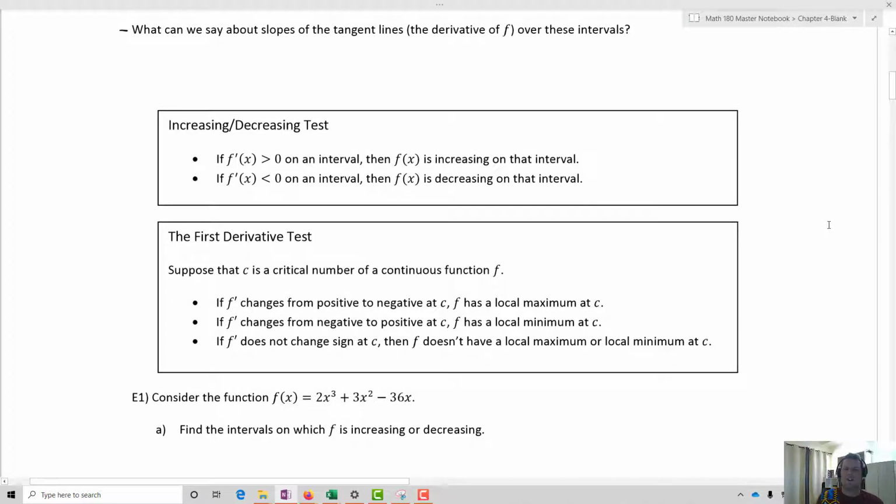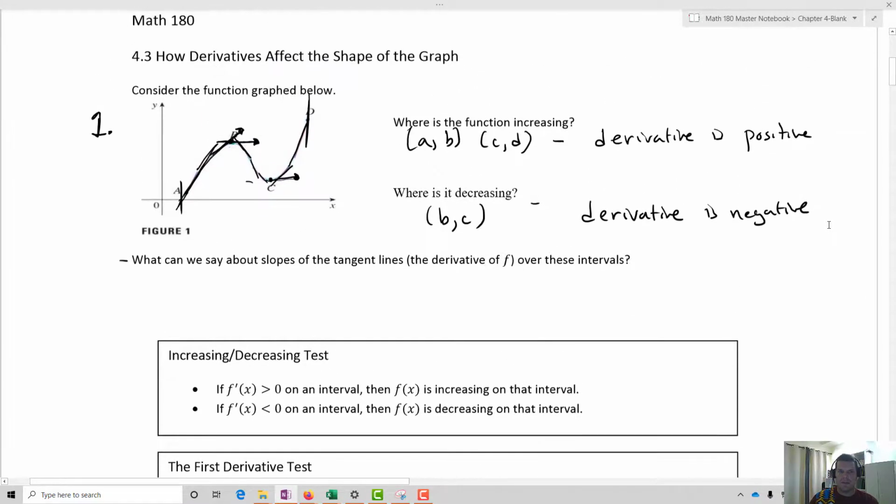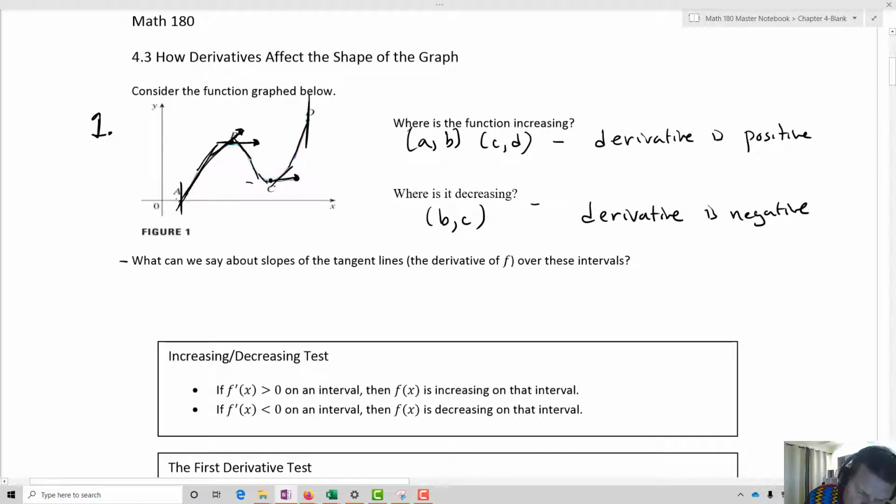Suppose that c is a critical number of a continuous function f. If f prime changes from positive to negative at c, f has a local maximum at c. That's great, because that tells me how to figure out when I have a local maximum: it's when it goes from positive to negative. Let's take a look at this. From A to B it's positive, and then it's negative from B to C, so we have a max. Then we go from negative to positive, and that's going to be our min. So that's how we know that we have the local minimums and maximums.